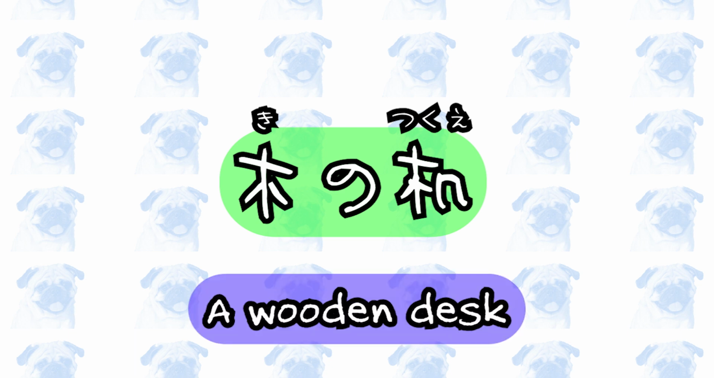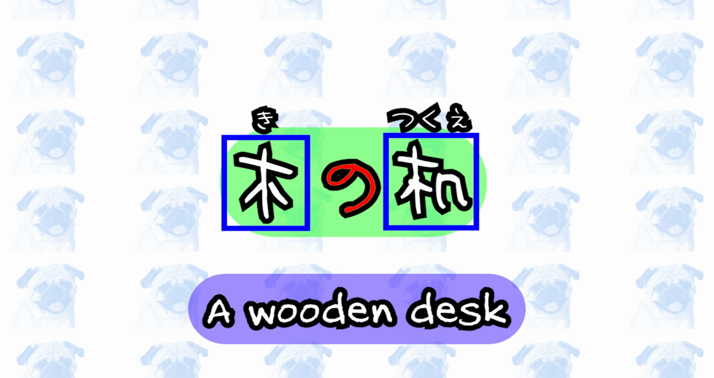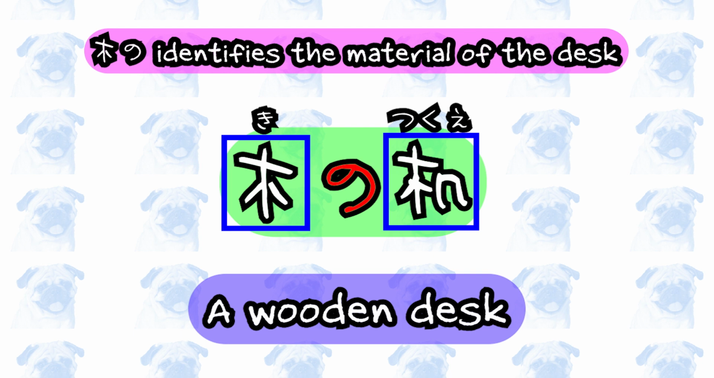Another example. 木の机, a wooden desk. In this phrase, no links two nouns, 木 wood or tree and 机 desk. Ki no modifies 机 by identifying the material of the desk.